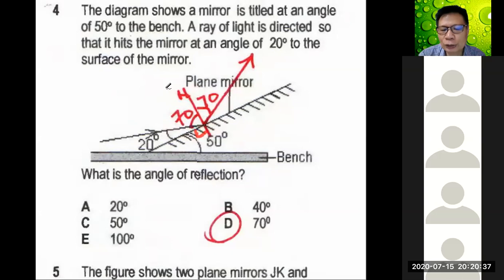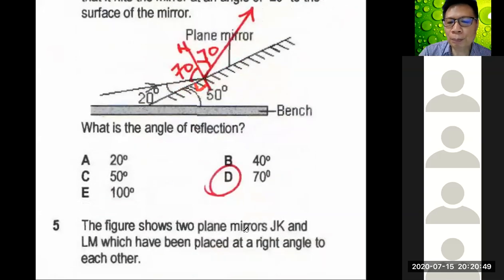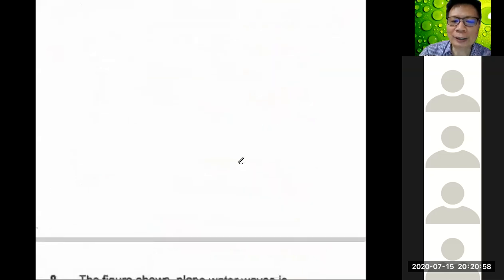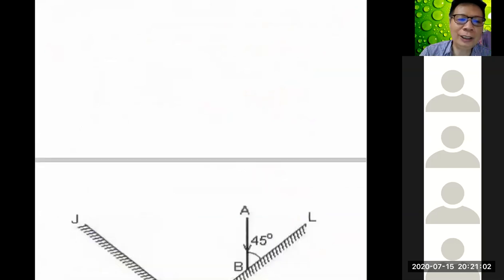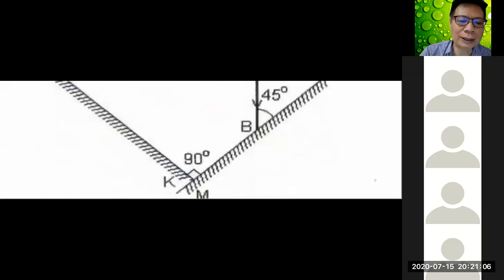This kind of question will surely come out in the exam. Angle of incidence, you must know how to take it. Okay, number 5. Figure shows 2 mirrors JK, LM placed at right angle, meaning 90 degrees to each other. When you look at the diagrams, can you tell me how the light continues to move? Which diagram is correct?